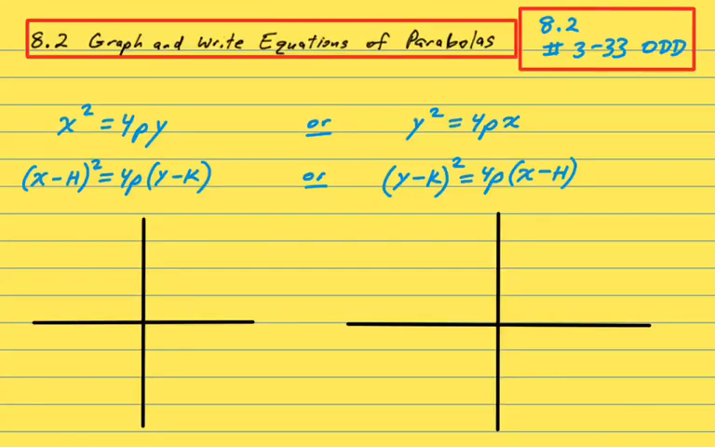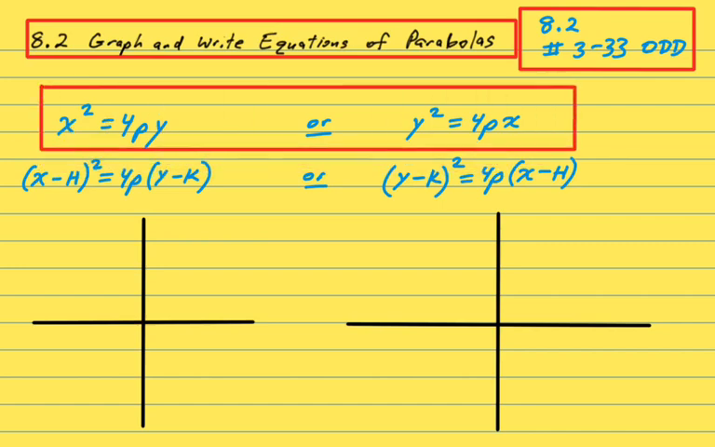Okay, in section 8.2 in Algebra 2, we're going to graph and write equations of parabolas. The assignment is 8.2, 3 to 33 odds. Here are the equations that they give you in the textbook. That would be if the vertex is at 0, 0.